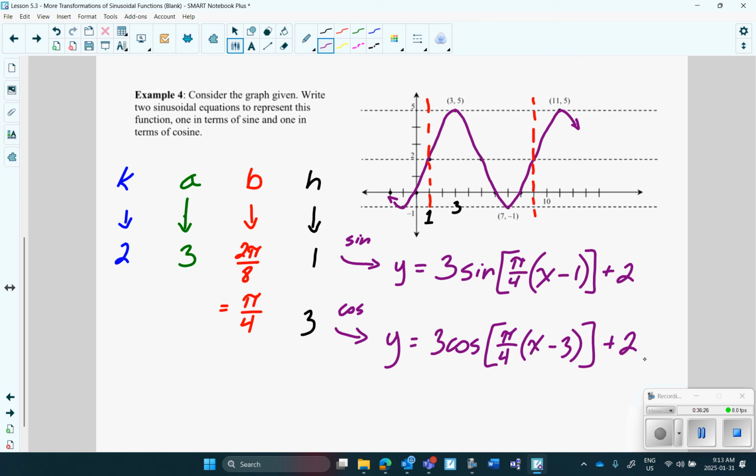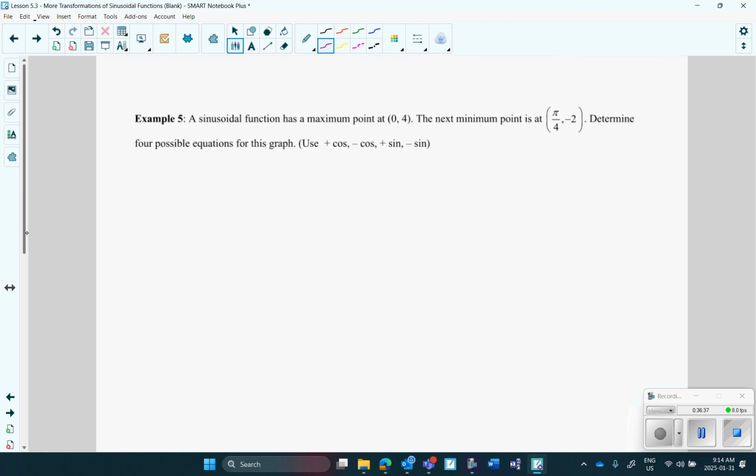Okay. Yeah, that's good. You just never know. Well, you have 4 possible equations. Oh boy. All right, well, see what the graph looks like.